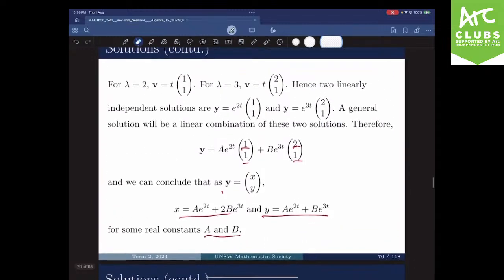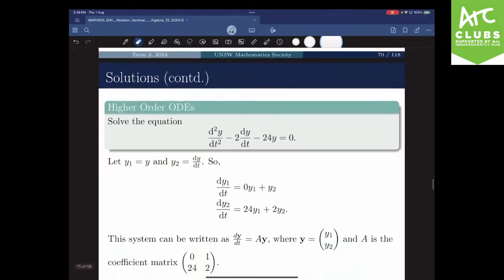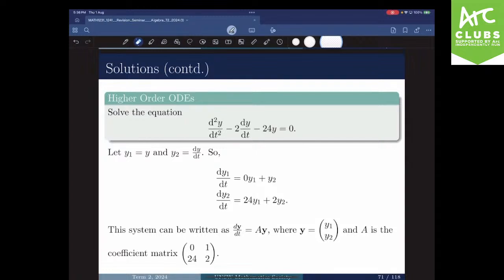So we can do something similar here, where we solve this differential equation. Instead of having x and y, we have y1 and y2, where y1 is just y, and we let y2 be the derivative of y with respect to t. So d/dt of y1 is just y2. But from this equation, if we move all of this to the other side, we get dy2/dt equal to 24y1 plus 2y2.